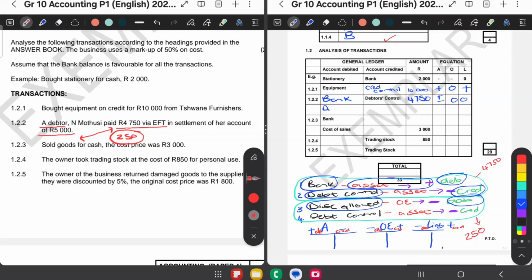Then the other two accounts: discount allowed will be debited. So this is discount allowed. And debtor's control will be credited. And the amount there for the discount is 250. Owner's equity is a minus, and assets is a minus. This is a 0. Okay, and there you've done that transaction. Let's go to the next one.